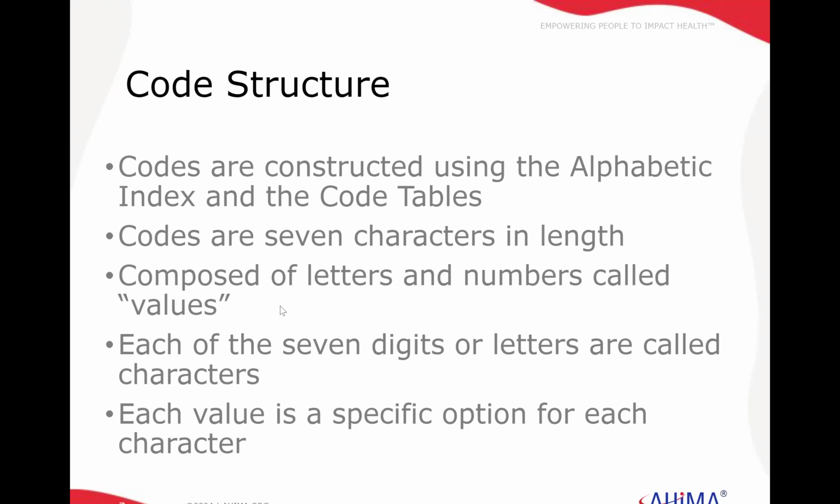The code structure is done with the alphabetic index and the code tables. The codes are always 7 characters in length. This is different than ICD-10 CM coding. The 7 characters are either letters or numbers, and these are called values. We'll see what that means in just a little bit. Each of these 7 digits or letters is called a character, and each value is a specific option for each character.